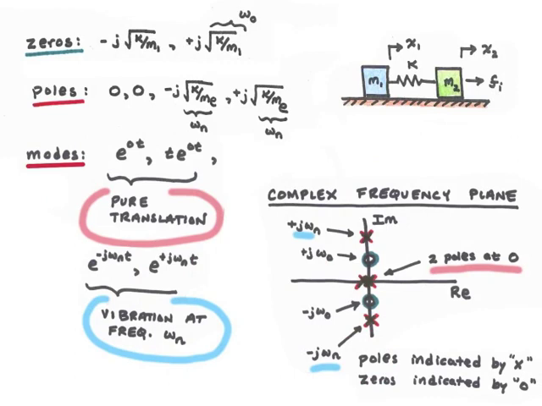In the complex plane, the poles will show up on the imaginary axis, and these are marked by an x. They're at plus and minus j omega n. The zeros are marked by an O. They're also on the imaginary axis, and they're at plus and minus j omega naught. There's also two poles at the origin, and these are what are referred to as the rigid body poles. The poles on the imaginary axis at plus and minus j omega n are the poles associated with the flexible modes, that is, the modes of vibration of the two masses moving toward each other and then away from each other.